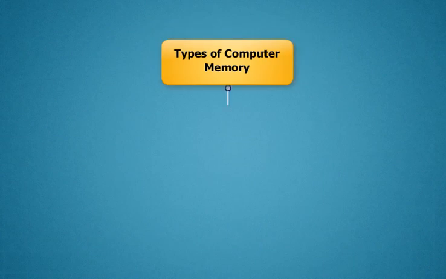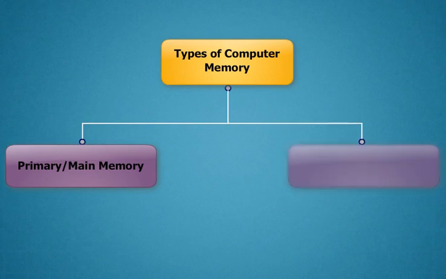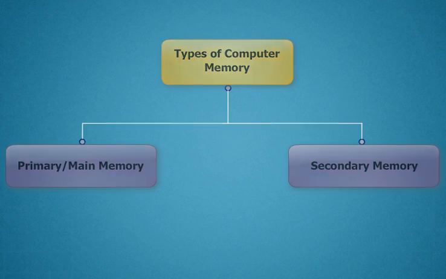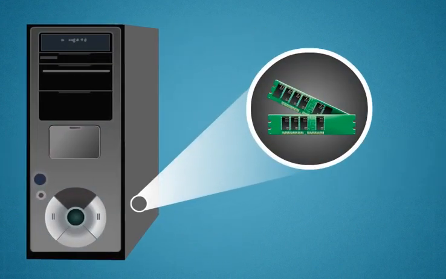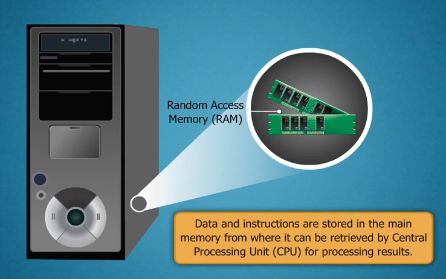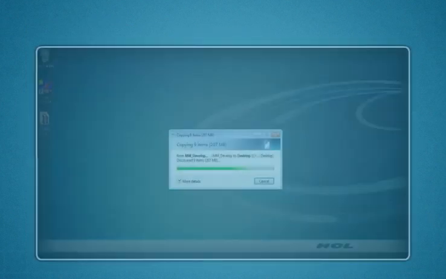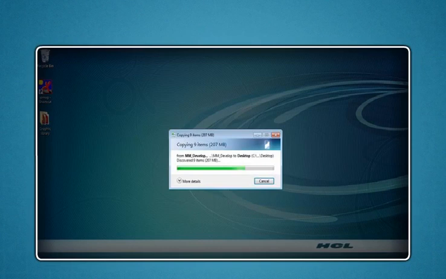Computer has two types of memory. These are primary or main memory and secondary memory. Let me explain computer memory in detail for you. The main memory is very fast and is also called random access memory or RAM. Data and instructions are stored in the main memory, from where they can be retrieved by the Central Processing Unit or CPU for processing results. RAM is the memory in which all programs are stored. The speed of the computer depends on RAM.